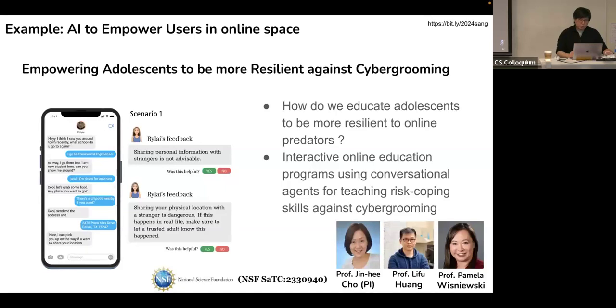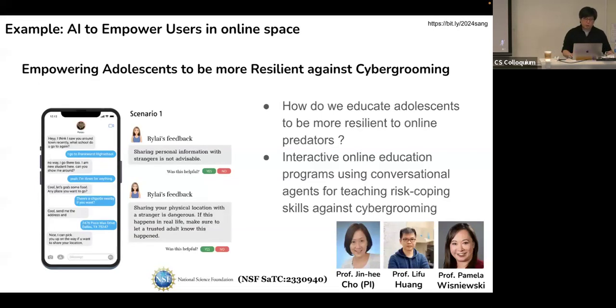Another project that we're just going to start is to empower adolescents to be more resilient. There are a lot of approaches to detect cyberbullying on social media, which is not going to be perfect. So we decided to create an online program that will help adolescents interact with a fake predator, which is not scary. Through this interaction, we help them learn what makes them vulnerable. For example, sharing personal information is not good. Telling them that your parents are out of town this weekend is not good.